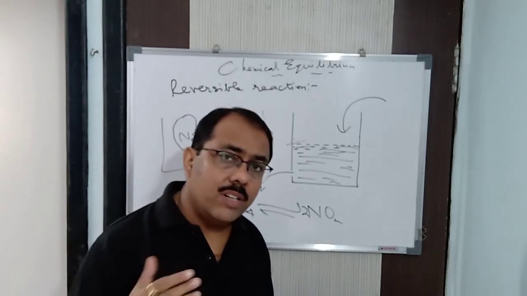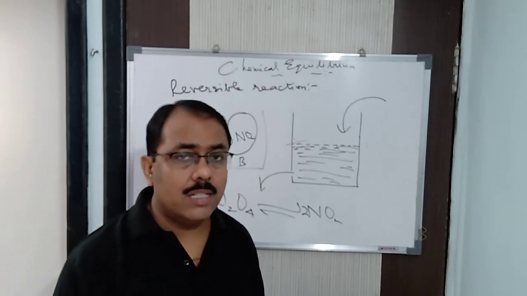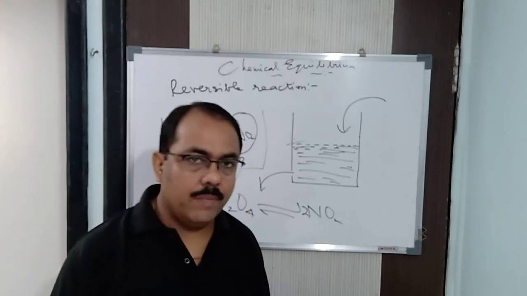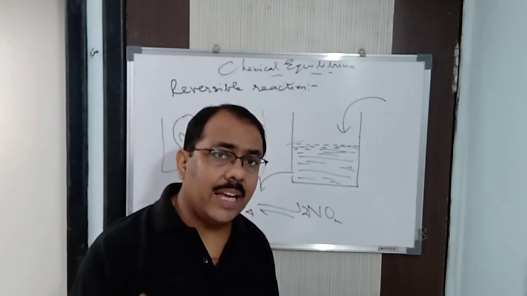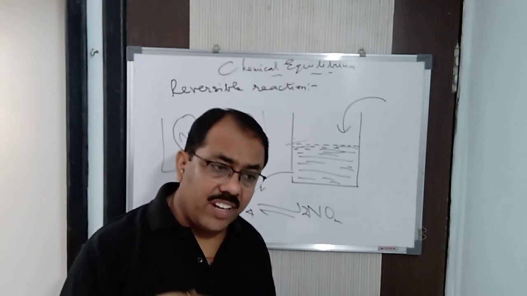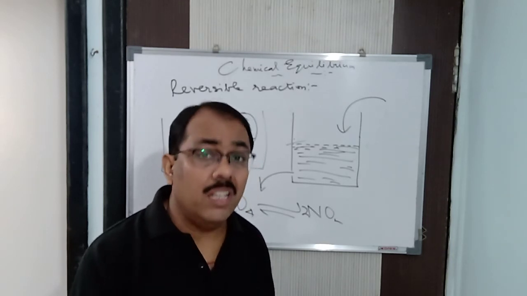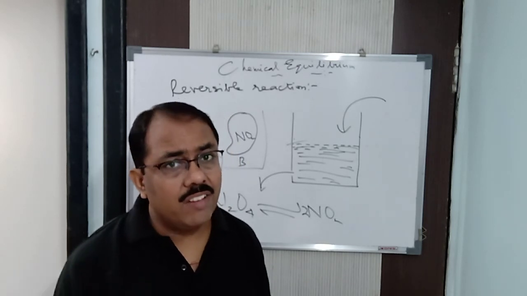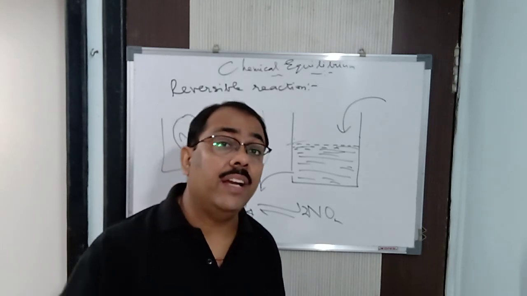And a catalyst never alters the state of equilibrium. What it means: if a reaction is not reversible, can a catalyst make it reversible? Or if a reaction is reversible, can a catalyst make it irreversible? No, because a catalyst does not alter the state of equilibrium; a catalyst alters the rate of attaining equilibrium.